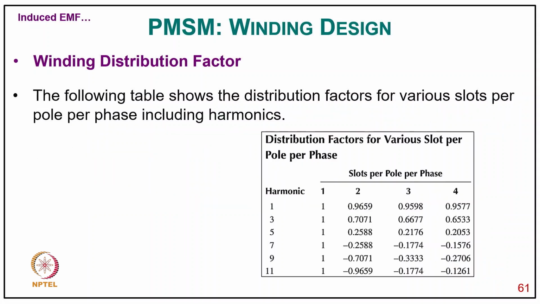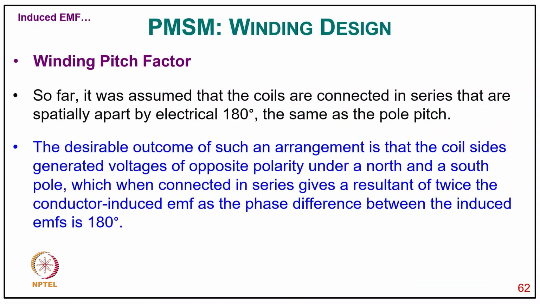The following table shows the distribution factor for various slots per pole per phase, including the harmonics, typically from 1 to 11. You will not have the even harmonics, only the odd ones: 1, 3, 5, 7, 9, 11. If slots per pole per phase is 1, then the winding factor is certainly 1, but if it is 2 or 3, then accordingly the winding factor changes. For the fundamental it is quite dominant, of the order of 0.9, more than 0.95 or so.